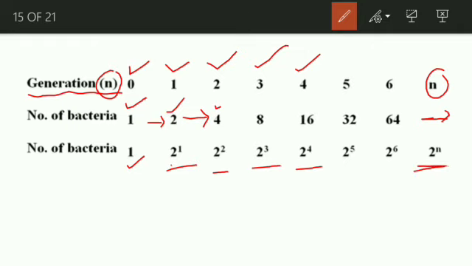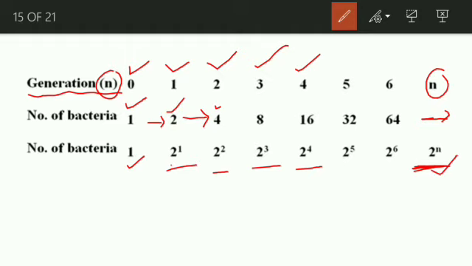Generation is indicated by n. The first bacterium has 0 generation. And when it is double, the generation is 1. When the count is 4 bacteria, this is the second generation. Third generation, fourth generation. These are generations. So finally we get n generations. And this is the number of bacteria. This can be represented as 2 to the power 1, 2 to the power 2, that is 4, 2 to the power 3, 2 to the power 4. This is increasing as a geometric progression that represents 2 to the power n.